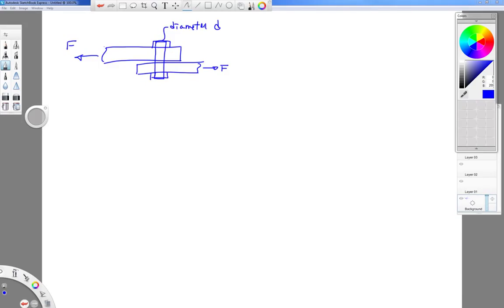It's kind of like if you were to take two sheets of paper and overlap them just a little bit and run a staple through it or a bolt. If you're looking at sheets of metal, you can get this kind of joint. What we want to do is we want to find out what the average shearing stress is in the bolt.